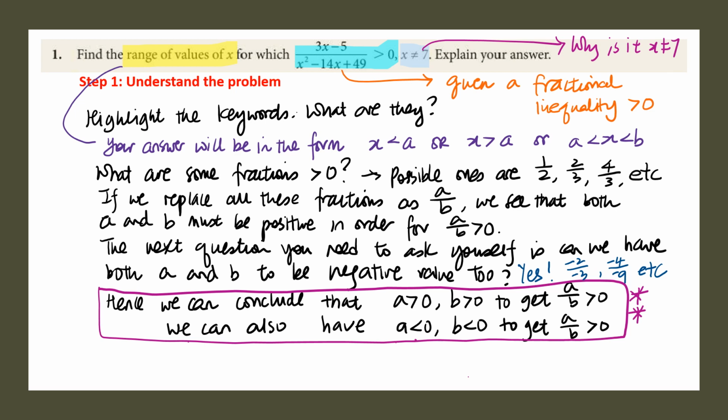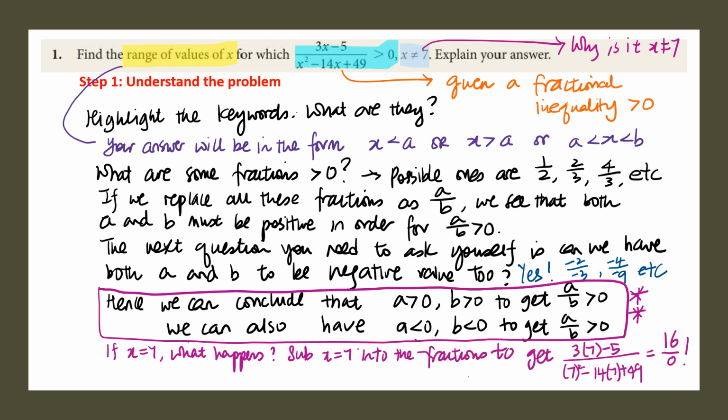Now let us address the very interesting question: why can x not be 7? If you look at it the other way around, we just let x be 7 and see what happens. If I substitute x equals 7 into the fraction, and use a calculator to evaluate the numerator and denominator, you end up getting 16 over 0. The denominator is 0.